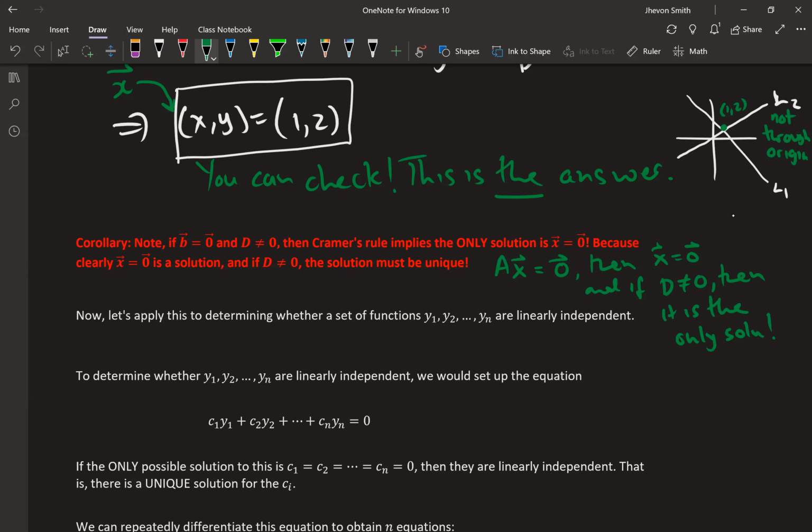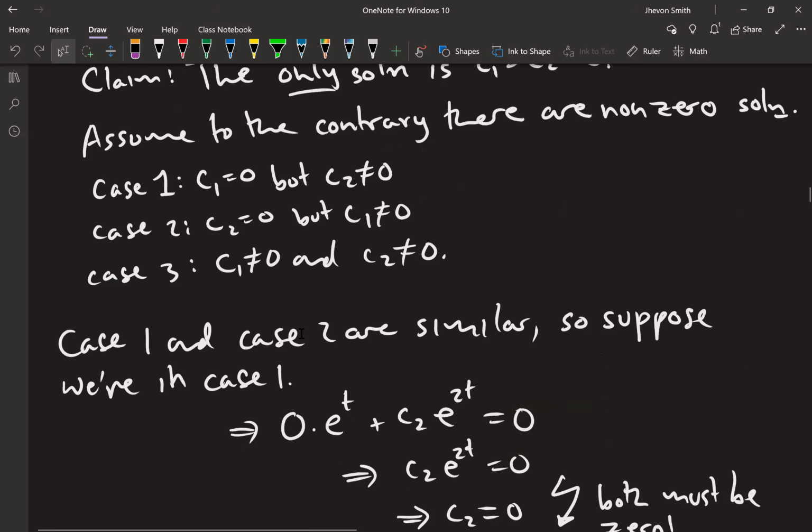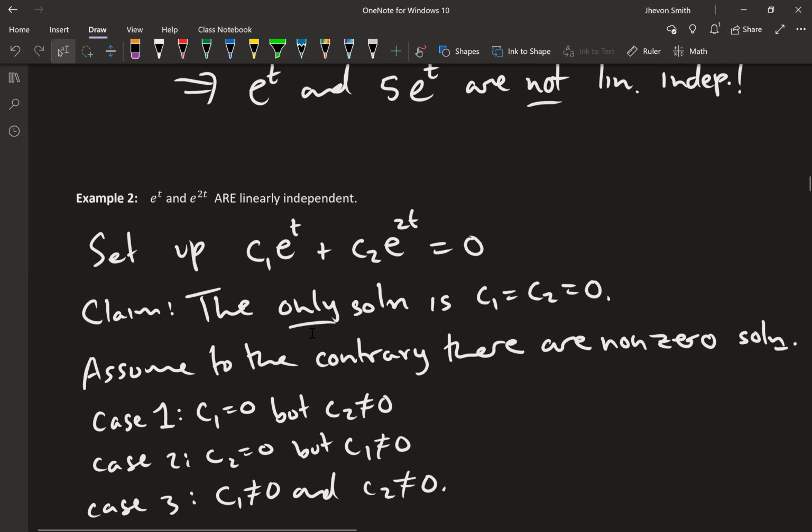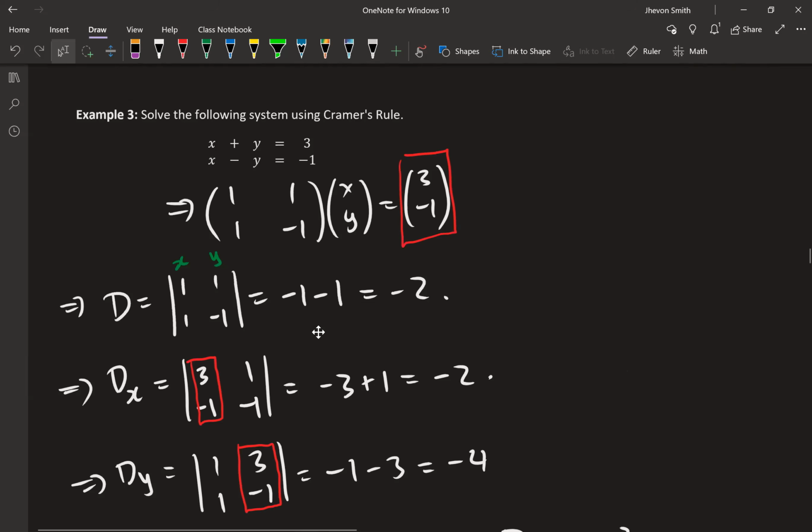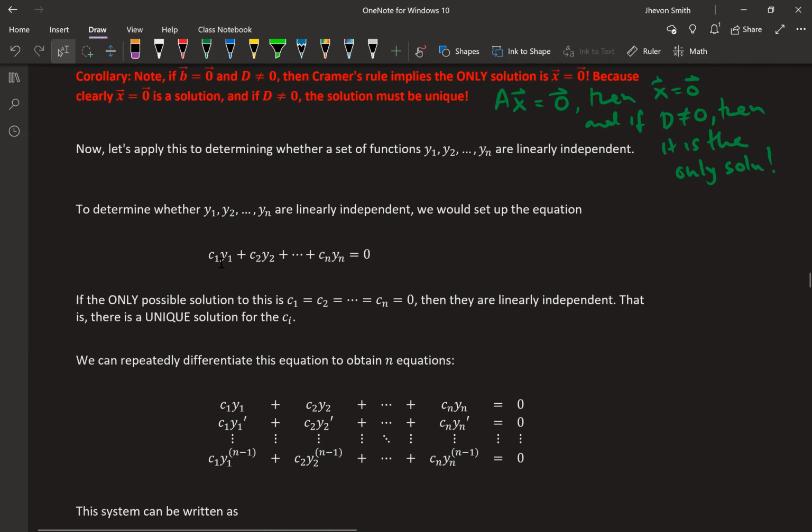And that follows automatically by Cramer's rule. So how do we apply this to what we were talking about before, to figuring out when functions are not redundant in some sense? Well, start out by writing down the equation that we care about solving: C1y1 plus C2y2 plus dot, dot, dot, plus Cnyn equals 0. If the only possible solution is this, all of them equal 0, then they're linearly independent.